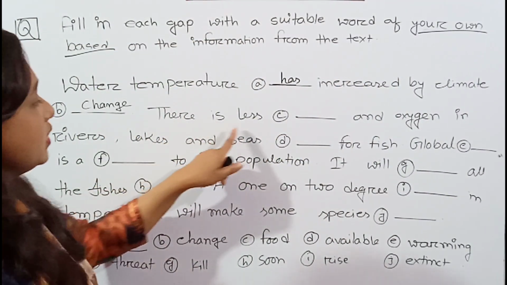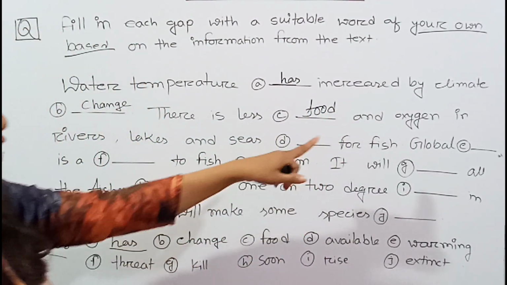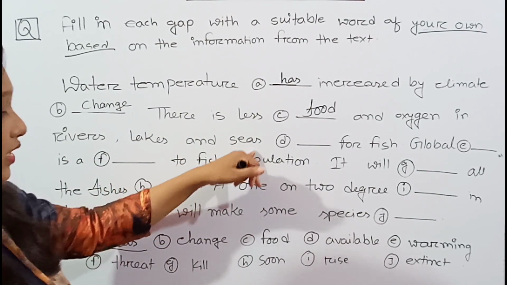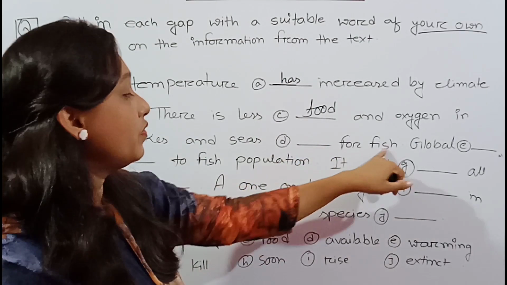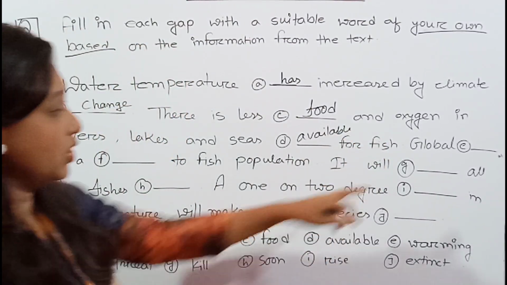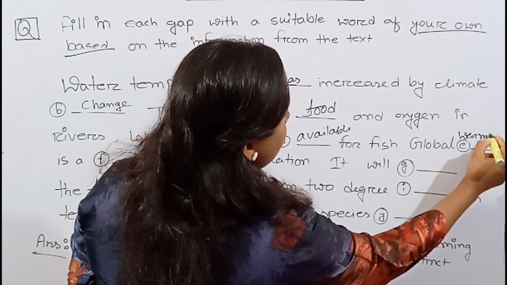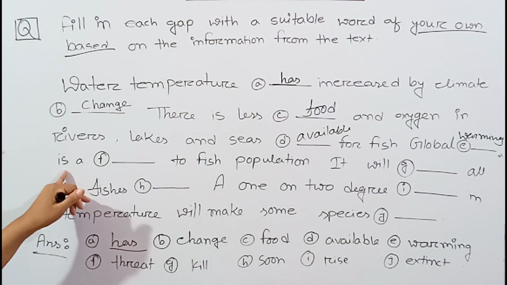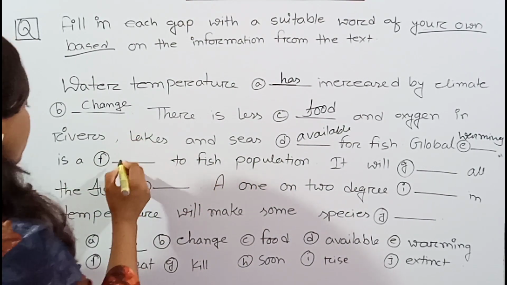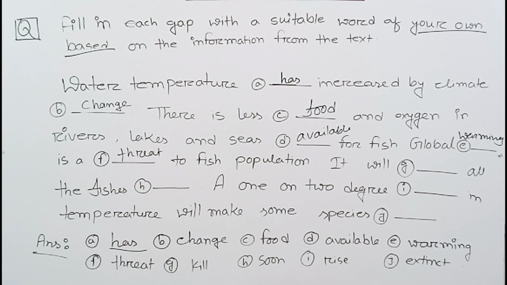So there is less food and oxygen in rivers, lakes and seas. Next one is available for fish. Available for fish. Global, what? Global warming. Global warming is a threat to fish population. So you have to read the whole passage very properly.